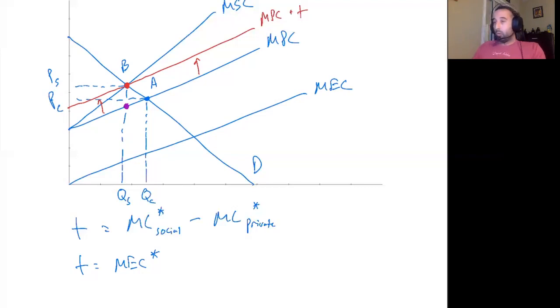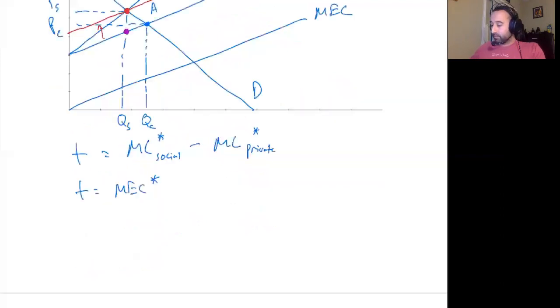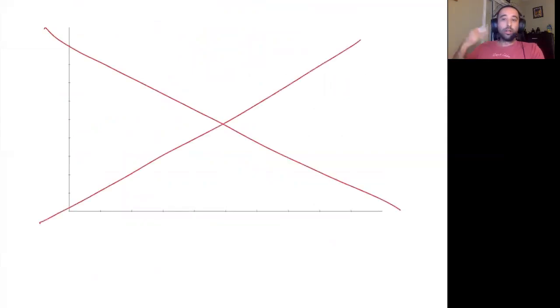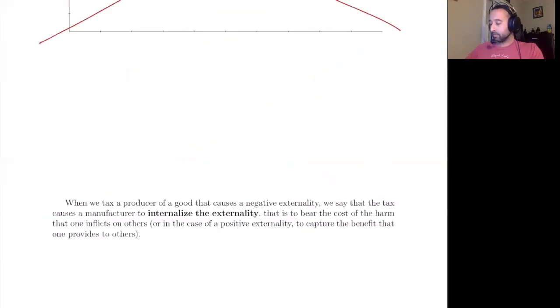And so when we say that we put a tax on the producer of a good that's producing an externality, we call that internalizing the externality. So you can forget this graph. This graph was just meant to be the original graph and then adding the tax, but we've already done that on the original graph, so it's okay. And so when we tax the producer of a good that causes a negative externality, we say that the tax causes a manufacturer to internalize the externality, and that is to bear the cost of the harm that the firm is inflicting on others. Okay.